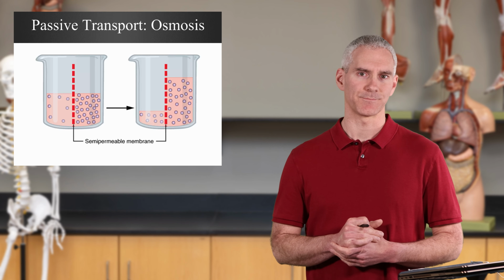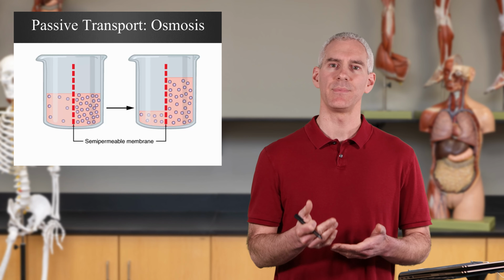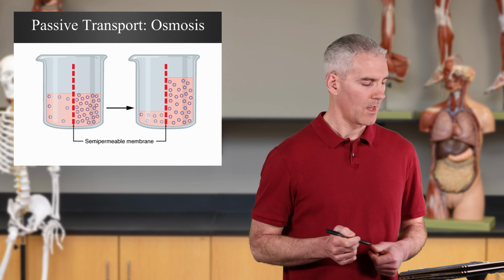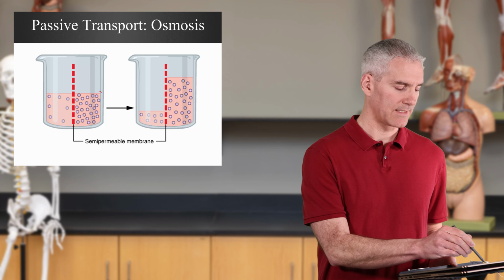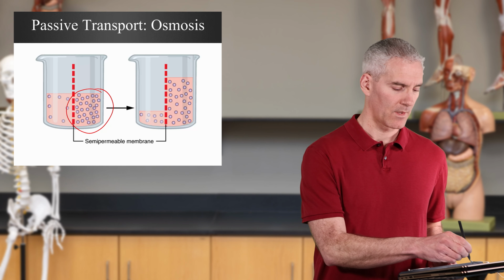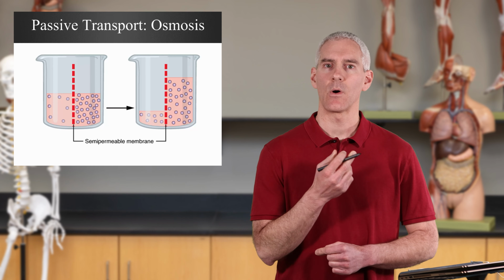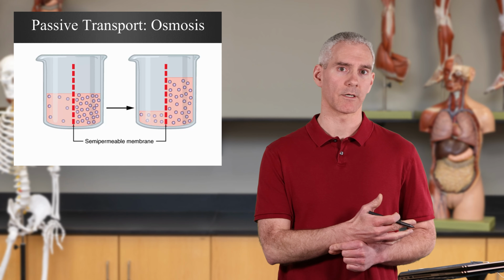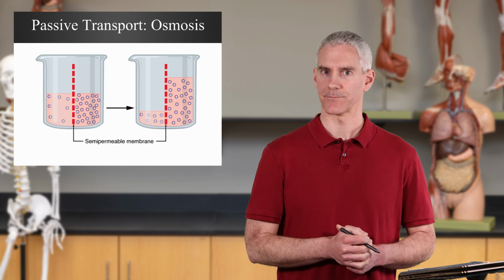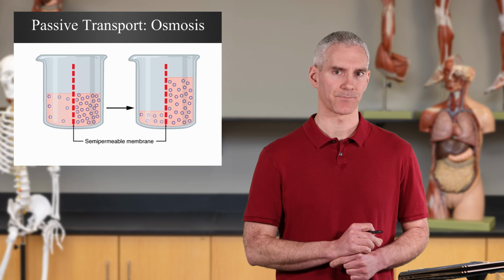So we have an example here. In this beaker, that dashed red line in the middle is going to be the semi-permeable membrane. You'll notice that on one side, we have a much higher concentration. On the other side is a lower concentration. Now, the liquid in here, the water, is able to cross the membrane, but the solute cannot cross the membrane.